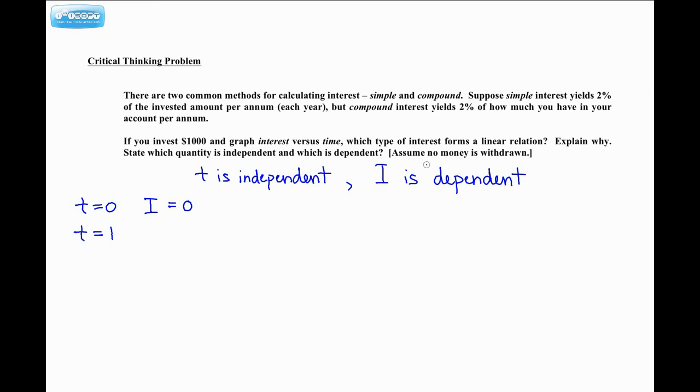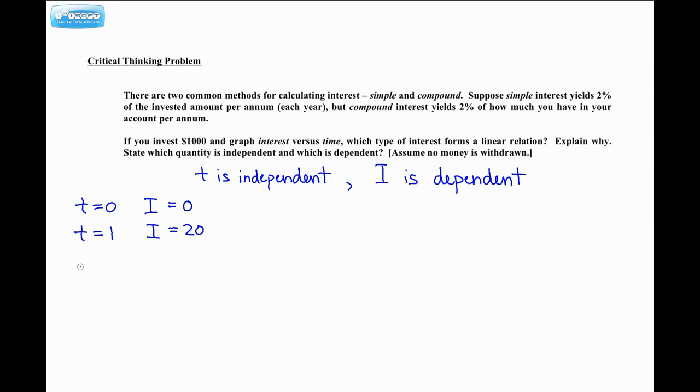So we are told that we get 2% of the original amount. So what is 2% of 1,000? Now this is a simple percentage that you should be able to do in your head with no calculator. Because we know that 1% of 1,000, well, we can just shift the decimal 2 places. That would be $10. Therefore, 2% would just be $20. So the amount of interest earned would be 20. That's not how much money you have in your account. You would have $1,020, but we're just talking about how much interest you've earned.